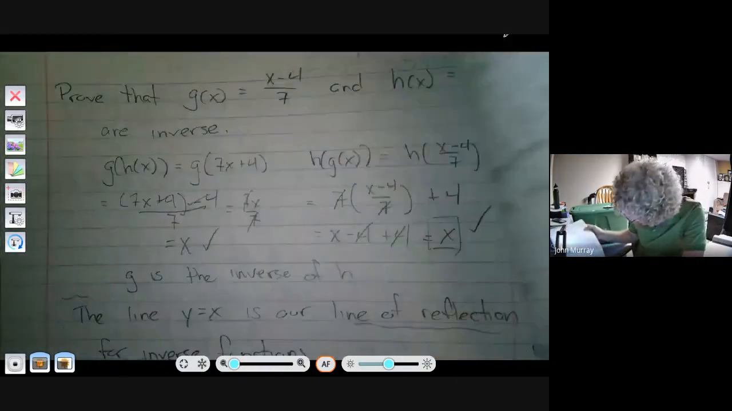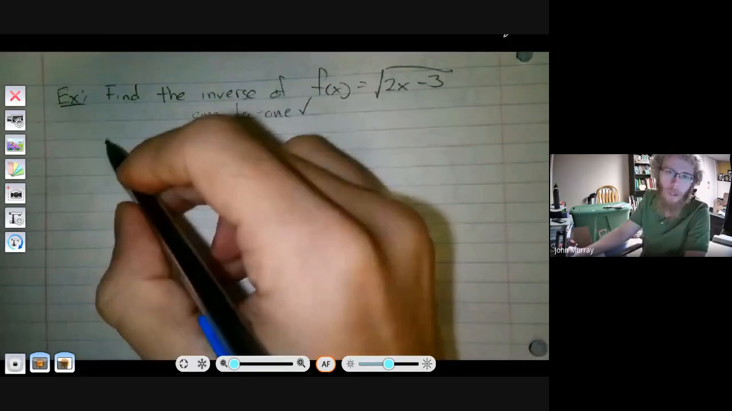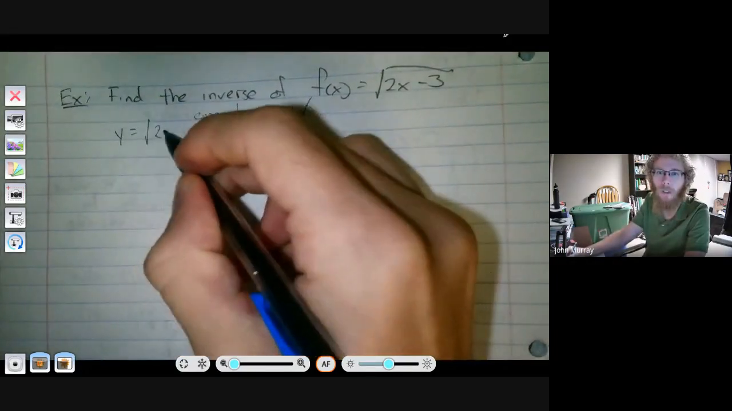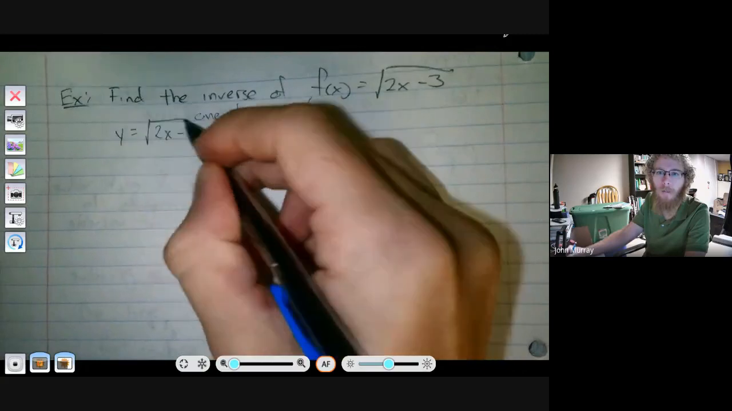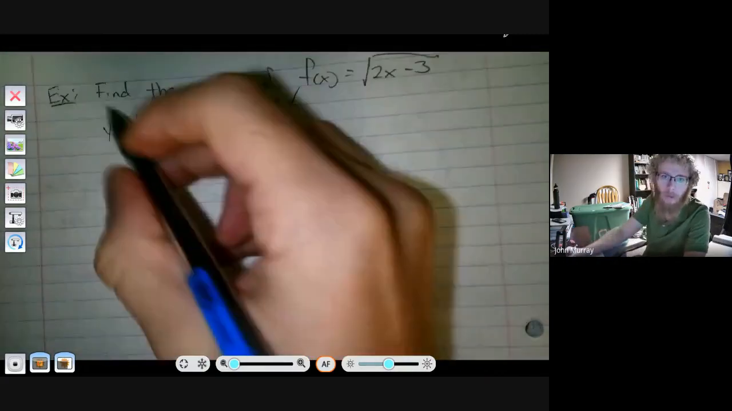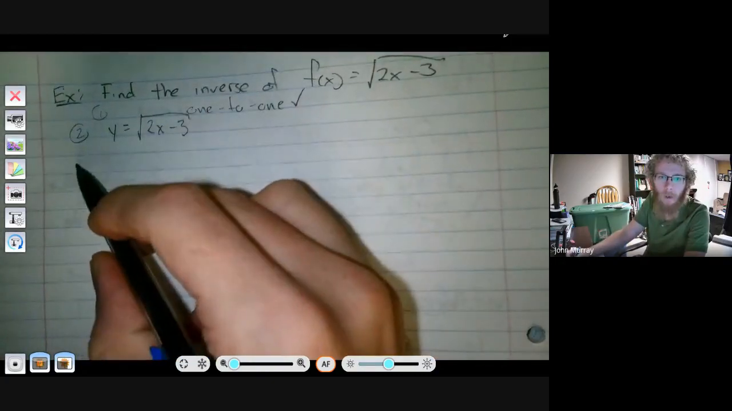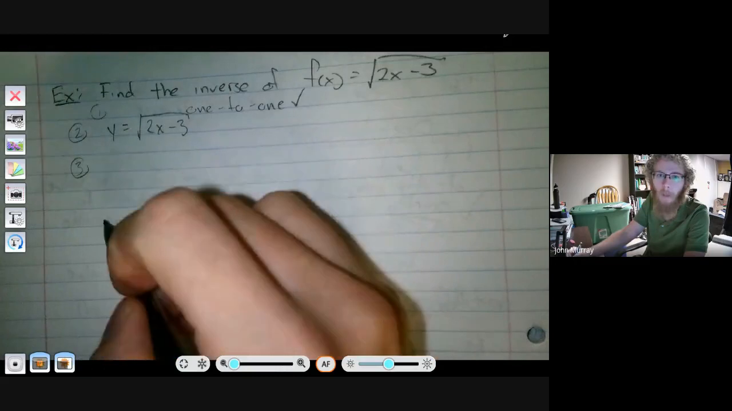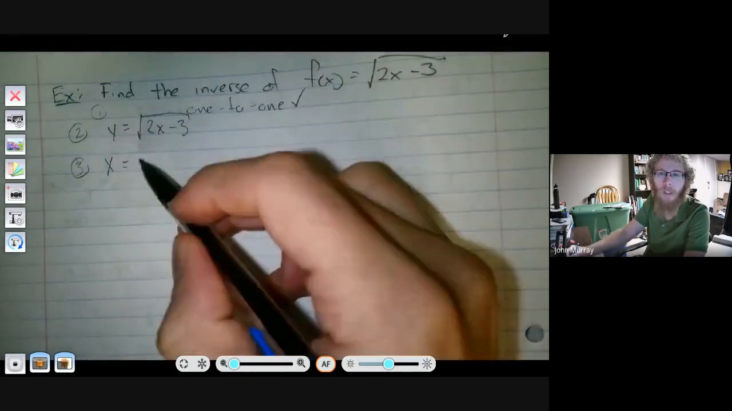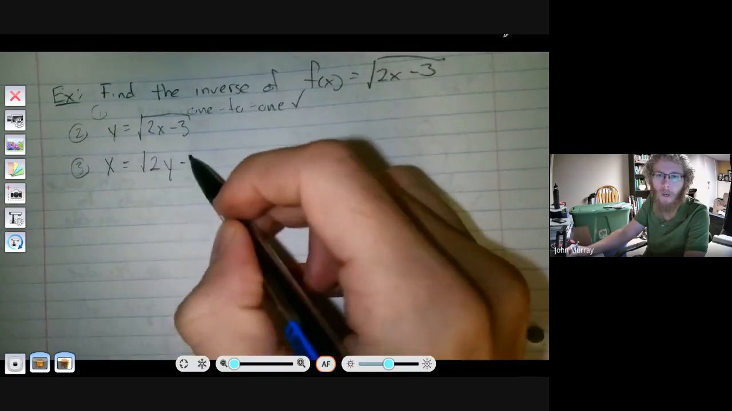Okay, we're in function notation, so I'm going to change that to y equals the square root of 2x minus 3. That was our second step. So first step, second step. Our third step is to swap x's and y's. So this is a y, so I'm going to change it to x. This is an x, so I'm going to change it to y.